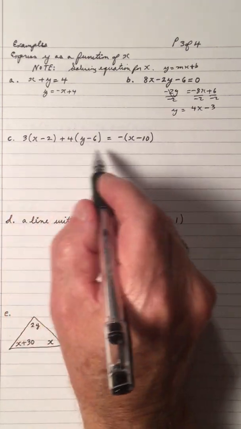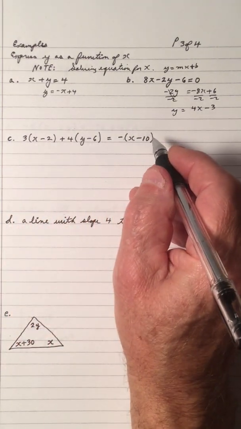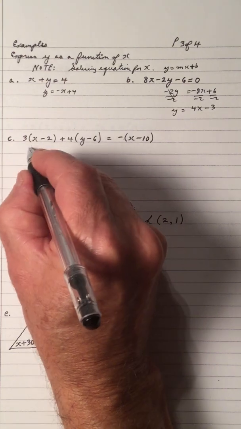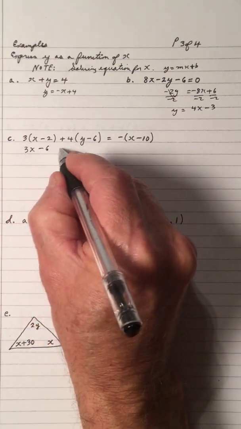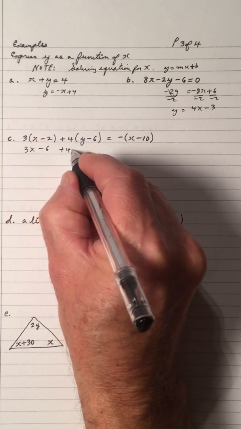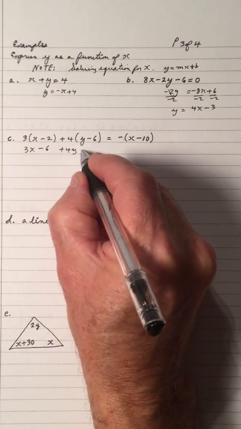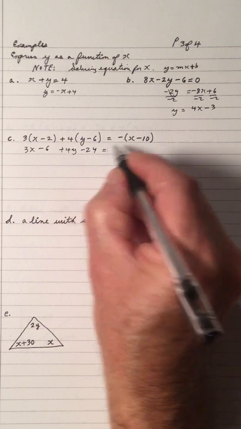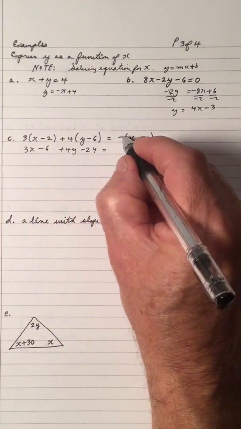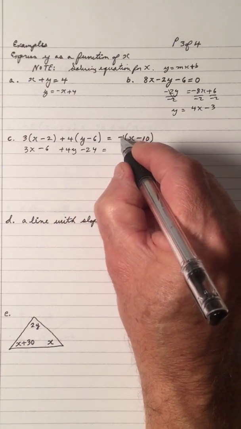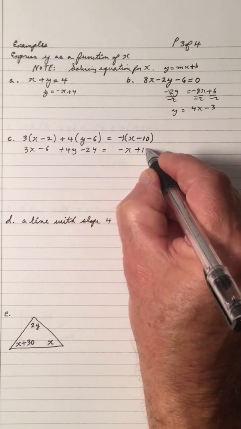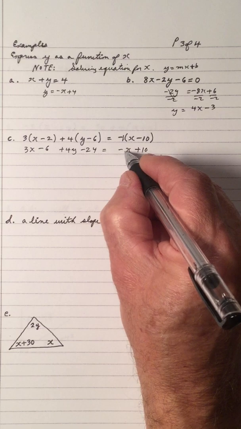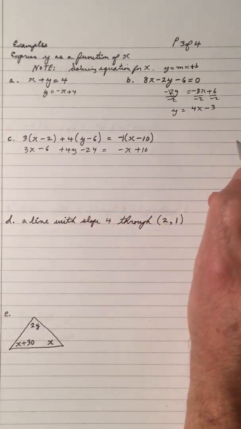This is a longer one to do, but we just take our time. We have to get rid of the brackets, so 3 times x, 3x. 3 times negative 2, negative 6. 4 times y, 4y. 4 times negative 6, negative 24. Notice this is the negative of, and when we put a 1 here, it makes it easier. Negative 1 times this makes it negative x plus 10. Negative 1 times x, negative x. Negative 1 times negative 10, 10.